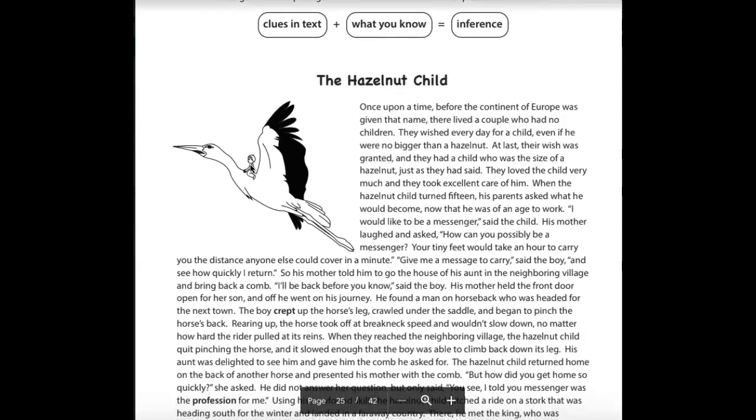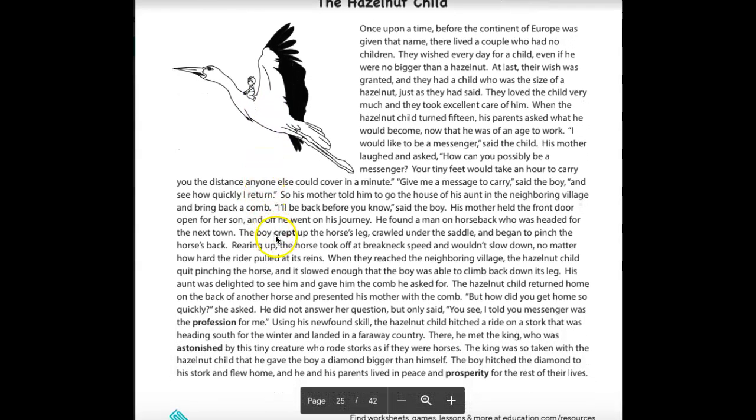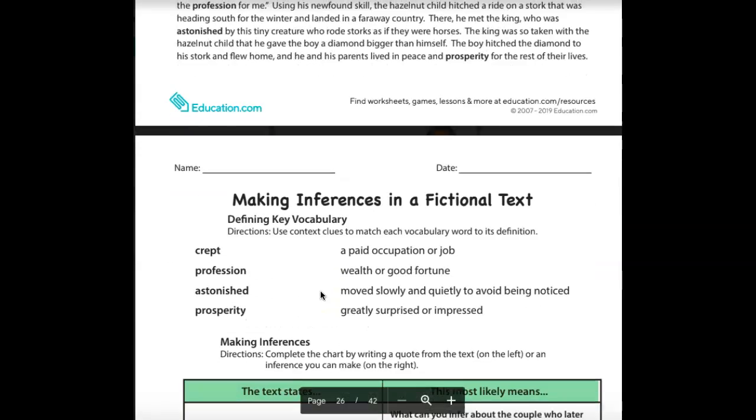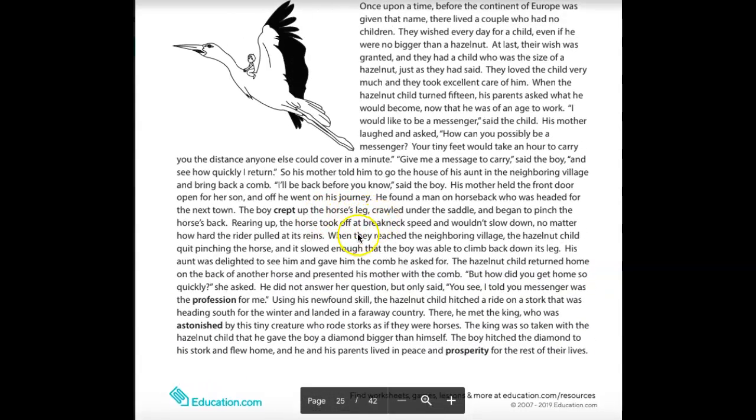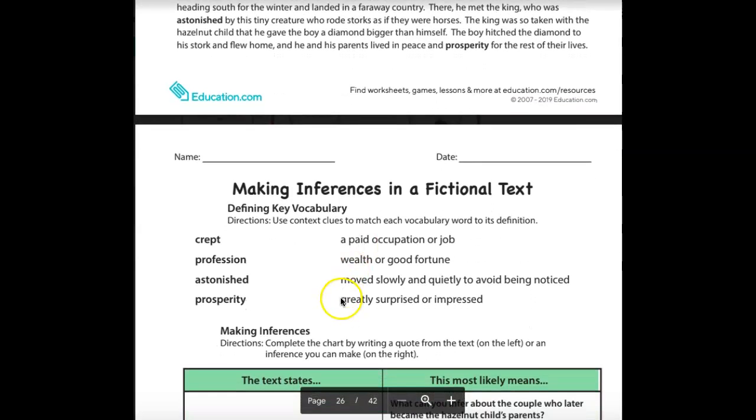So what you can do is go back up, and I believe they're all bolded. So here is C-R-E-P-T, crept, and it's in bold print. So let's reread it. The boy crept up the horse's leg, crawled under the saddle, and began to pinch the horse's back. So you think about crept. What does that mean if he crept up the horse's leg? So you decide whether that's a paid occupation or job, wealth or good fortune, move slowly and quietly to avoid being noticed, or greatly surprised or impressed.